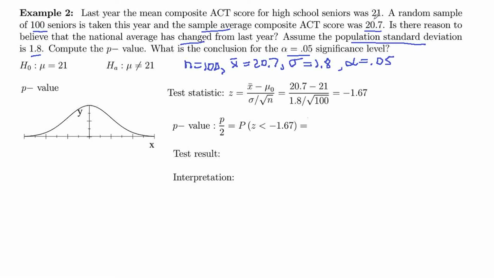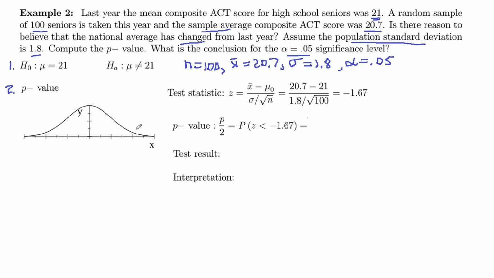So we're testing against the 21 right there. So our null hypothesis is mu equals 21. Our alternative, since we're measuring just change from last year, mu not equal to 21. So that's step one. In step two, you normally would sketch the rejection region. We'll sketch our p-value here.